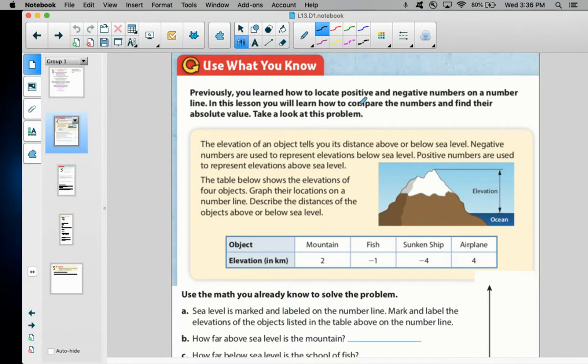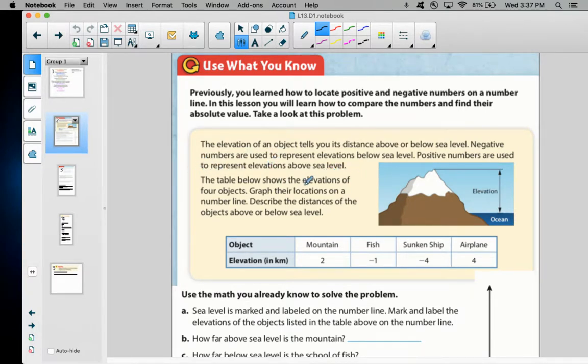Previously in lesson 12, we learned how to locate positive and negative numbers on the number line. And now we're going to learn about this idea of absolute value. So we know that elevation can be a topic of real life situation where positive and negative numbers occur. So the elevation of an object tells you its distance above or below sea level. Negative numbers are used to represent elevations below sea level. Positive numbers are used to represent elevations above sea level.